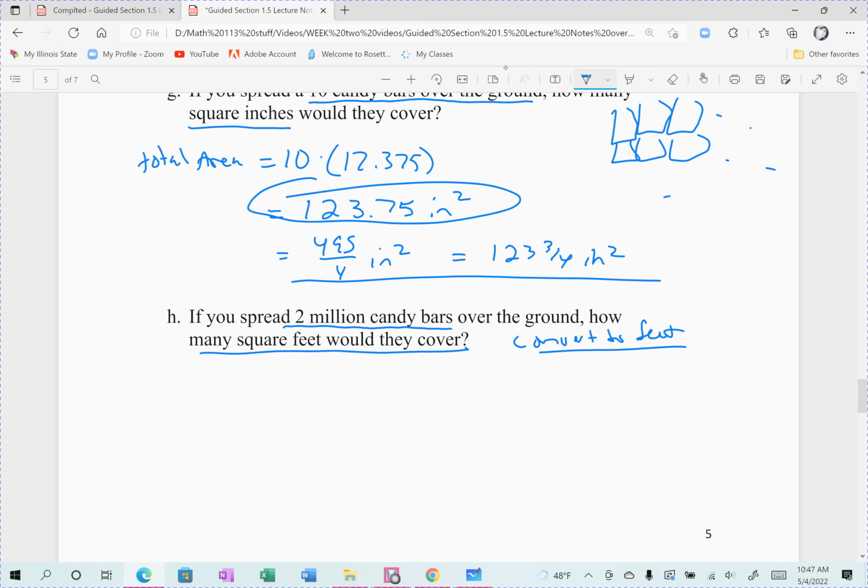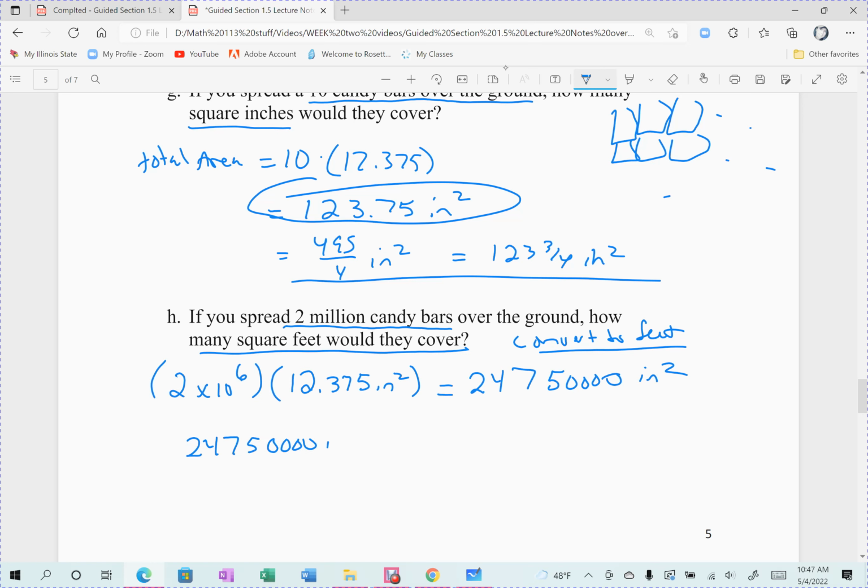So 2 million, remember, is 2 times 10 to the 6th. There's our 2 million candy bars. Each of those candy bars occupies 12.375 inches squared of space. So when I multiply that out, that's the number I get. And again, it's in inches squared, which is not the answer I want. I don't want square inches, I want square feet. So I have to do my feet conversion. It's 24,750,000 inches squared.